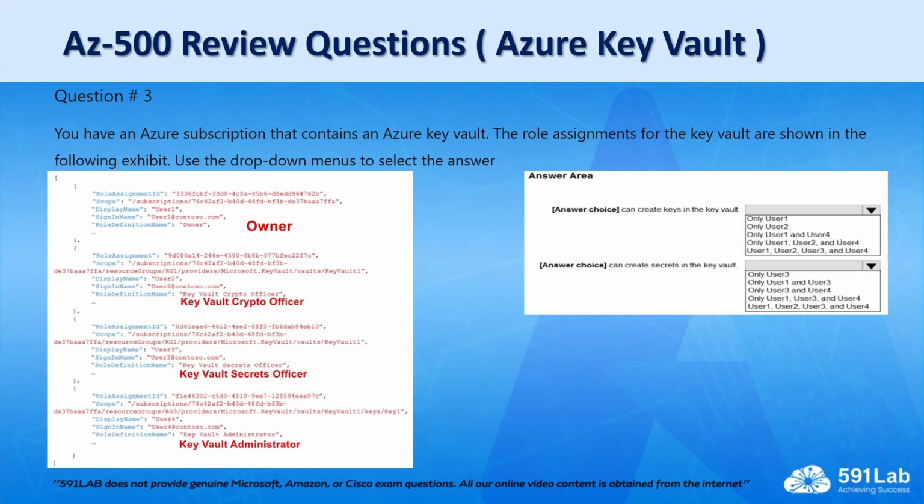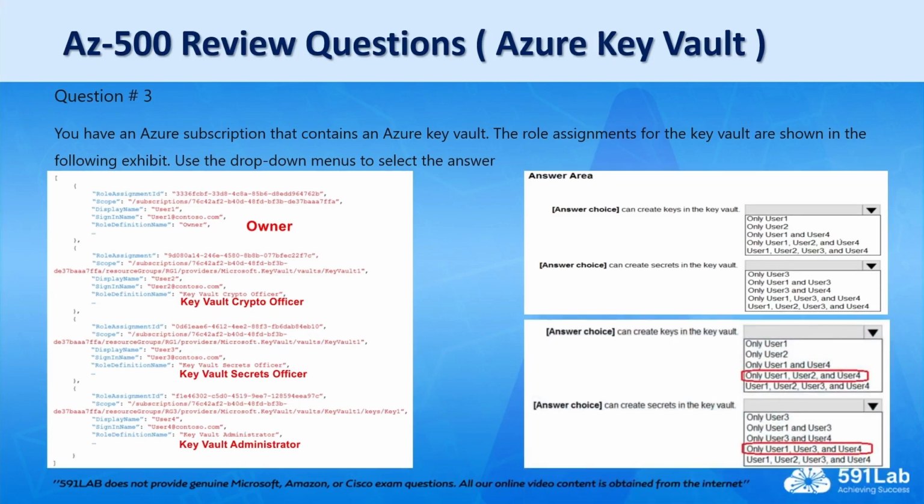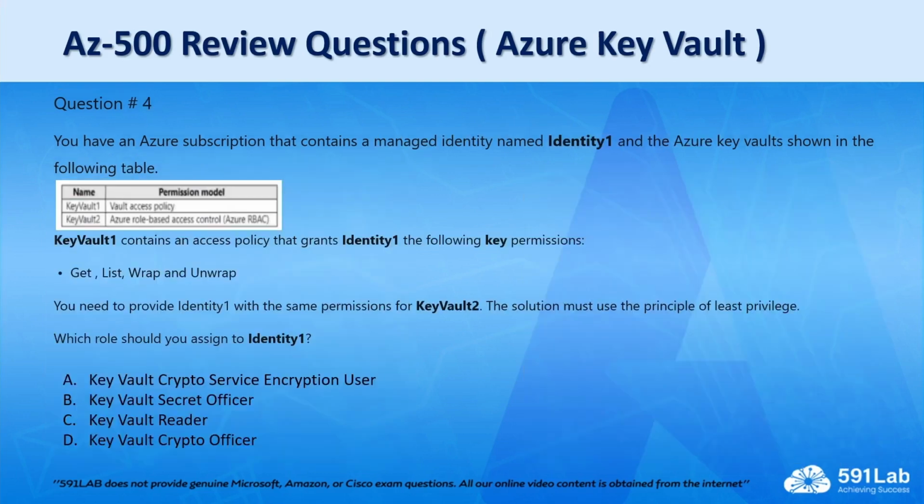Do we have any options? Yes. Let's see if we have it. Now you can see we have user 1, 2, and 4 for the first choice, which can create keys in the Key Vault, and user 1, 3, and 4 who can create secrets in the Key Vault. Let's move to the next question.